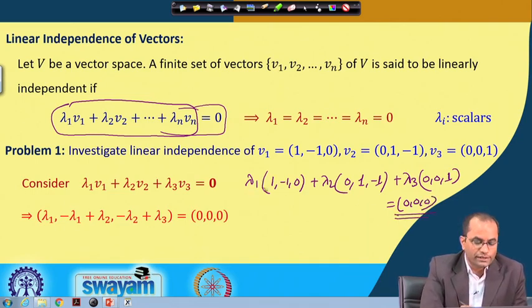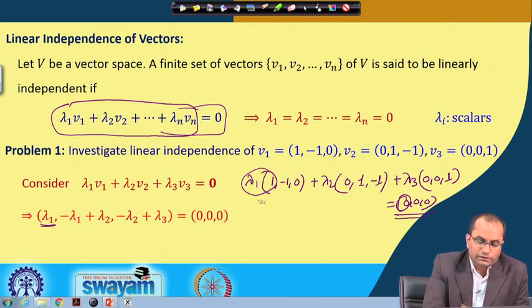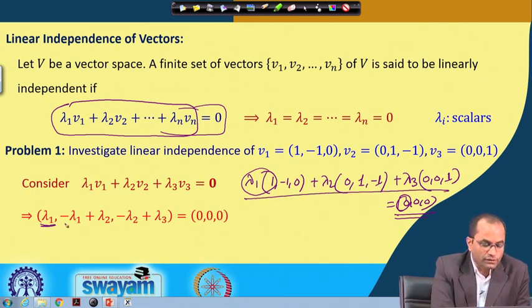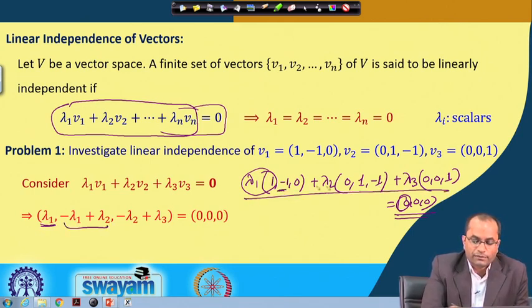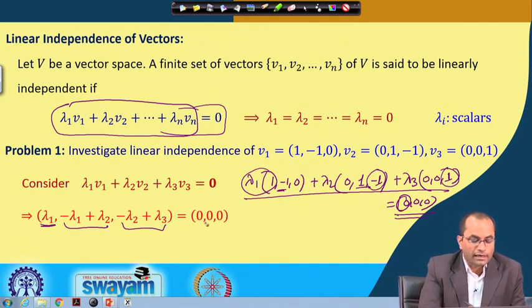So the first equation we will get as lambda 1 is equal to 0. When we add these 3, we will get lambda 1, then minus lambda 1 plus lambda 2, and the third one we will get minus lambda 2 plus lambda 3, and this is equal to the right-hand side, the 0 vector. So we have 0, 0, 0.